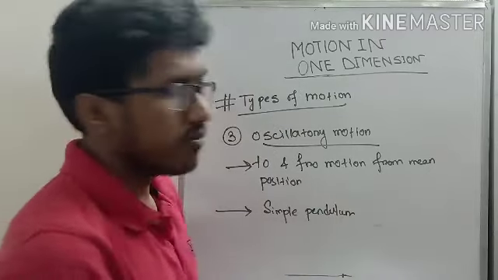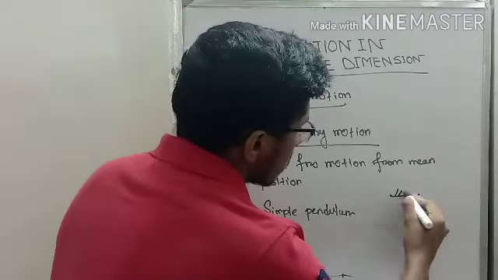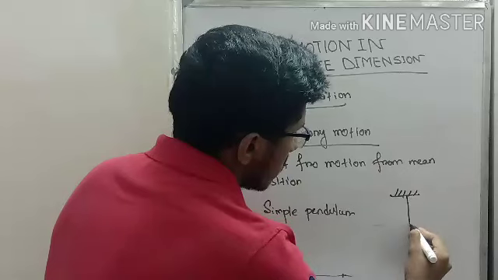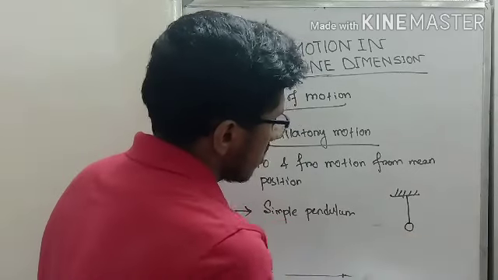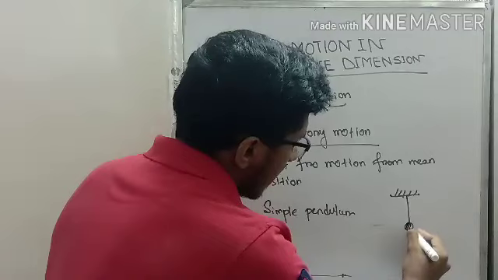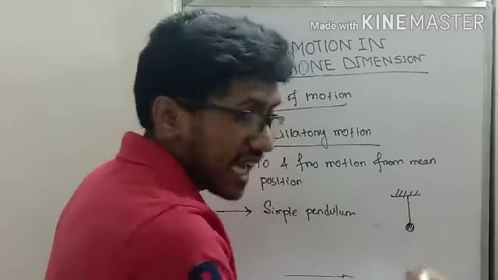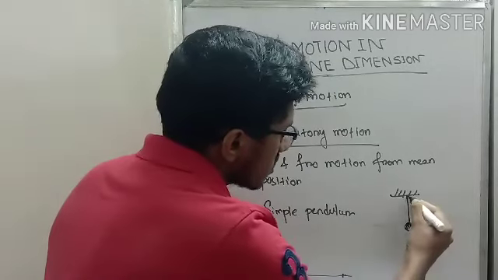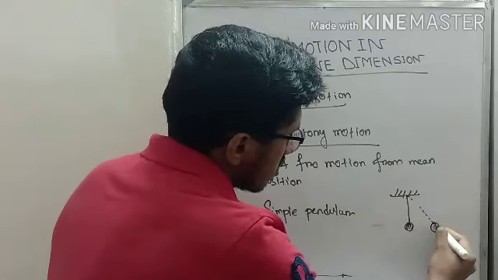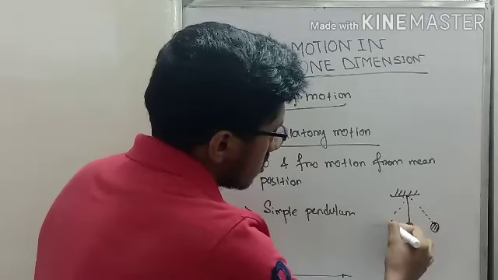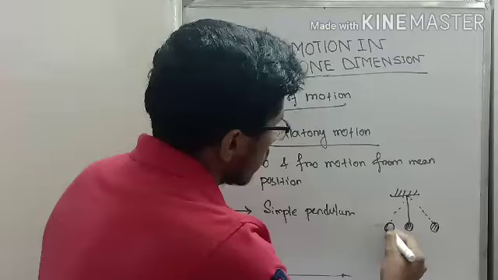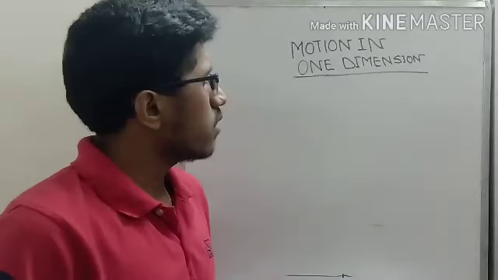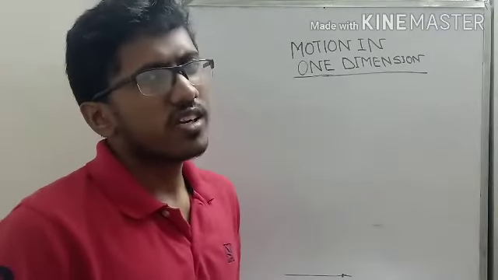What is a simple pendulum? If you hang a string and attach a bob at the end and move the bob slightly, this type of motion is called oscillatory motion. Now I will discuss some common terms related to motion.